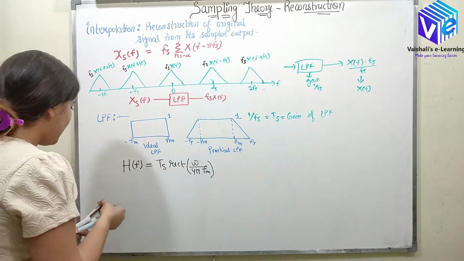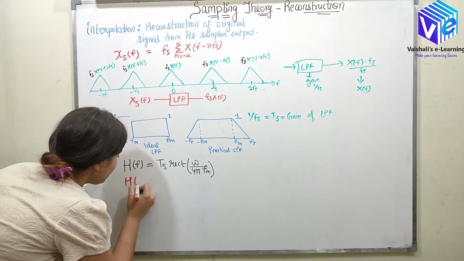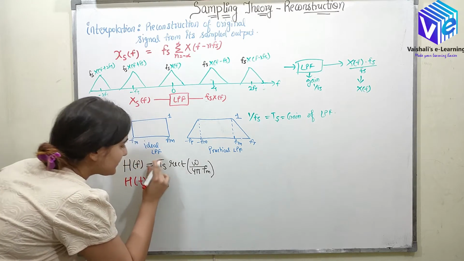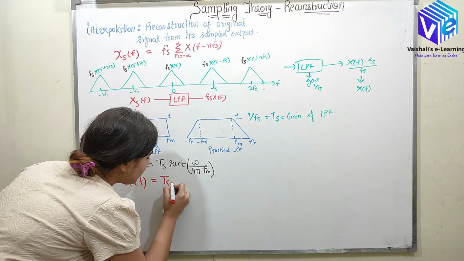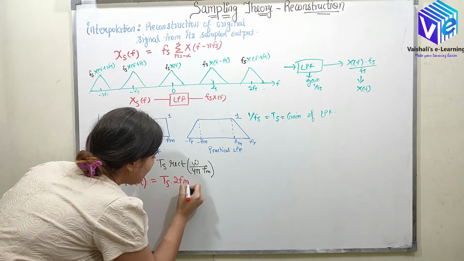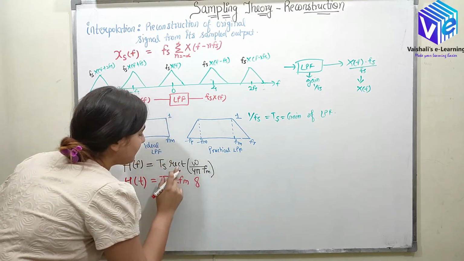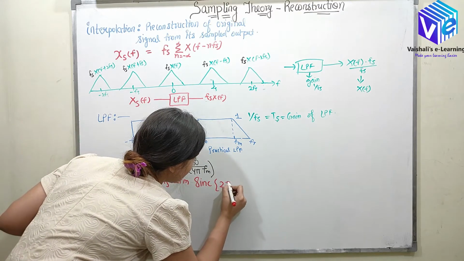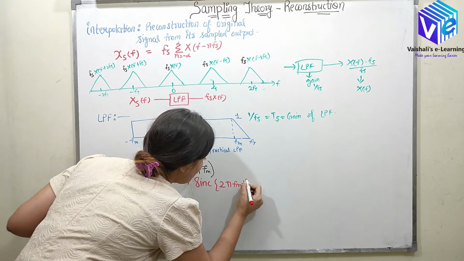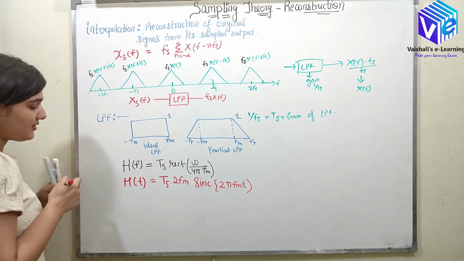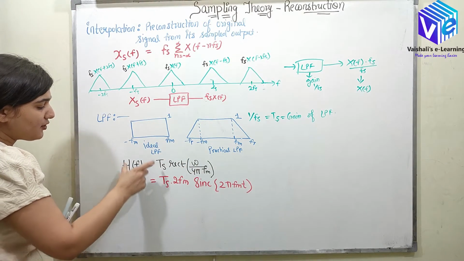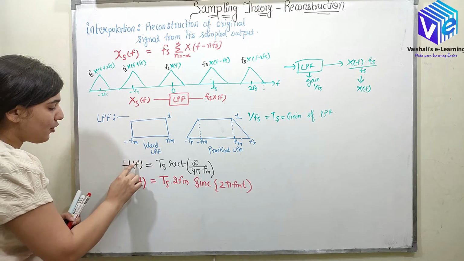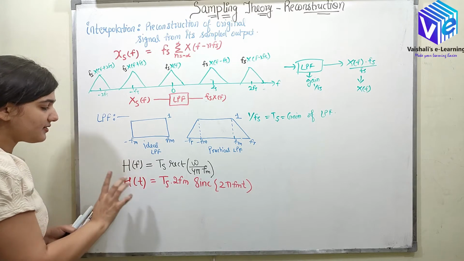Now if I take the inverse Fourier transform, I'll get the impulse response in the time domain. It remains the same and is multiplied with 2Fm. The inverse Fourier transform of rect is sinc, and here I'll get sinc of 2 pi Fm into t. This is my h(t), and this is my H(f). So this is the response in the frequency domain and this is in the time domain.